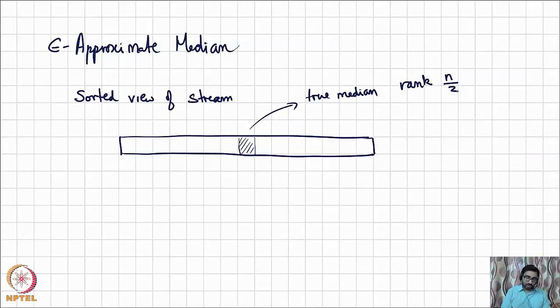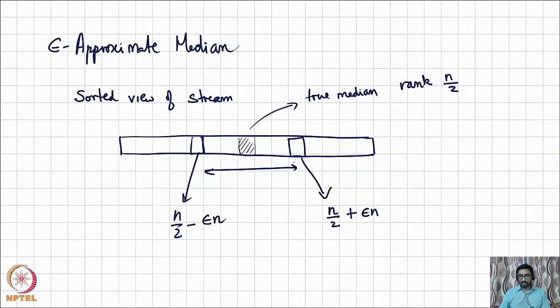So now the question is, what is an approximate median? And notice that we are requiring an epsilon approximate median. So there's a parameter. So what is an epsilon approximate median? Well, consider this range where this item is of rank n over 2 minus epsilon n, and the item to the right is of rank n over 2 plus epsilon n. Now, any item within this range of rank n over 2 minus epsilon n up to rank n over 2 plus epsilon n is an epsilon approximate median.